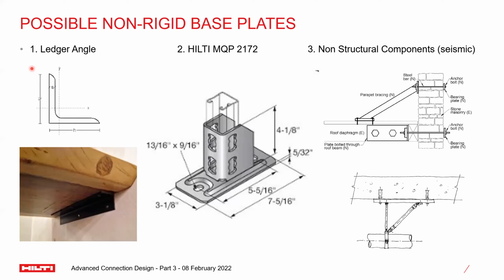So number 1 is a ledger angle type connection, which we quite often see everywhere we go, in every kind of construction or in every kind of building type, right? The second is, for example, Hilti MQ base plates. So these are our installation systems. We recently changed this naming to MT, but it doesn't matter.